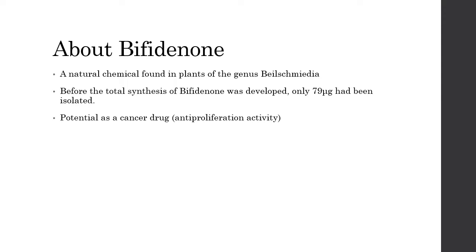So what it does is it disrupts the G2 and the M phase of the cell cycle by stopping the production of microtubules, and this in turn stops the division and multiplication of cells, which can be really helpful against cancerous cells. So now that we know the potential of bifidenone as a cancer drug, we can understand how important the development of the synthesis is.